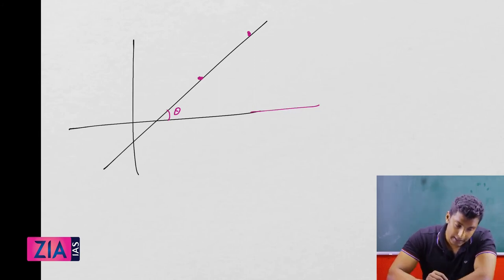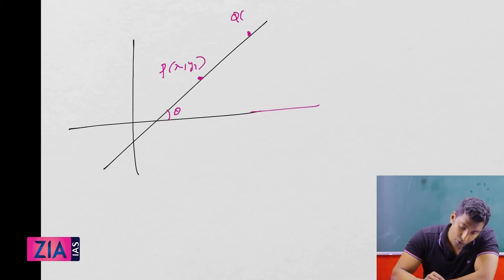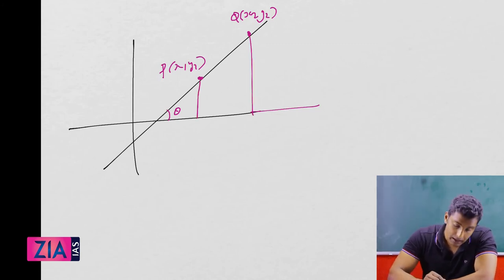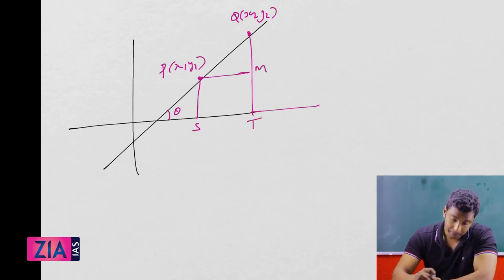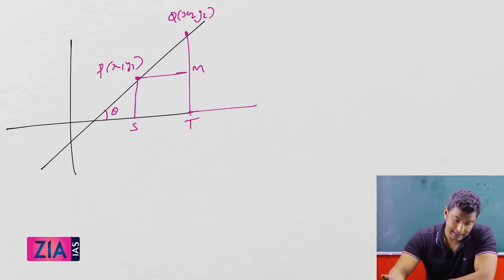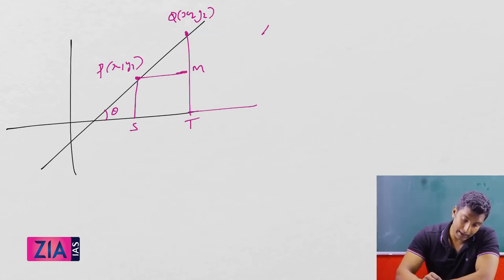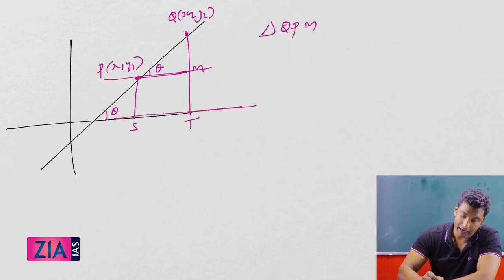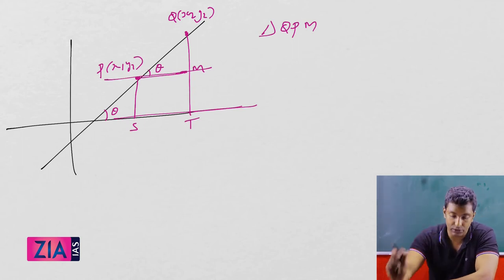Let me take this point as P (x1, y1) and this point as Q (x2, y2). What you can do is drop the perpendicular, complete this triangle, and mark this point as M. You can write these as S and T, not that relevant. So what is tan theta? In triangle QPM, this angle is theta, so this angle will also be theta, because these are parallel lines, which give the same angle.